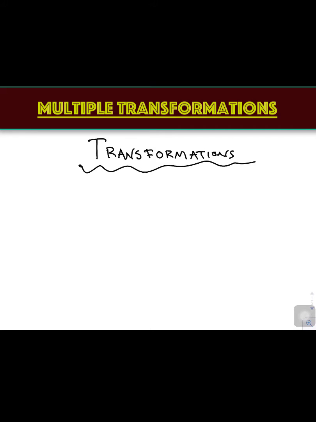Hey guys, it's Mr. Dugal, and today we're going to talk about multiple transformations. With multiple transformations, we're going to do two or more transformations in one directive. So the first thing we need to do is just review which transformations we've done so far.